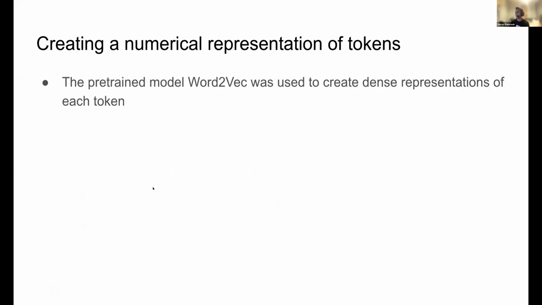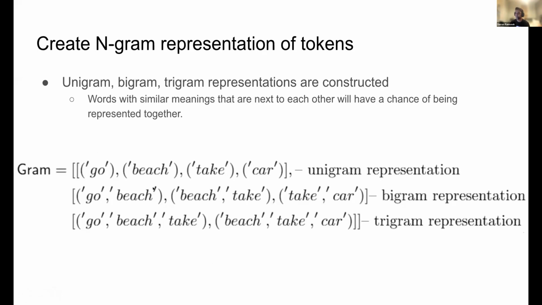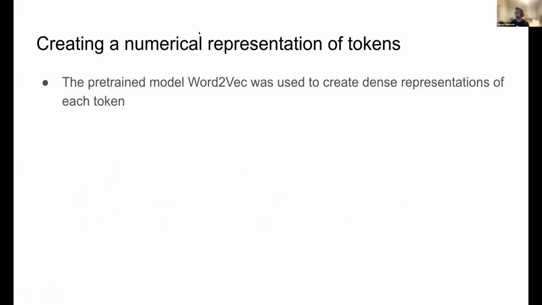Up until here, we have text-based words. Now we want to create a numerical representation of these tokens. We use the word2vec model to create dense representations of each token.